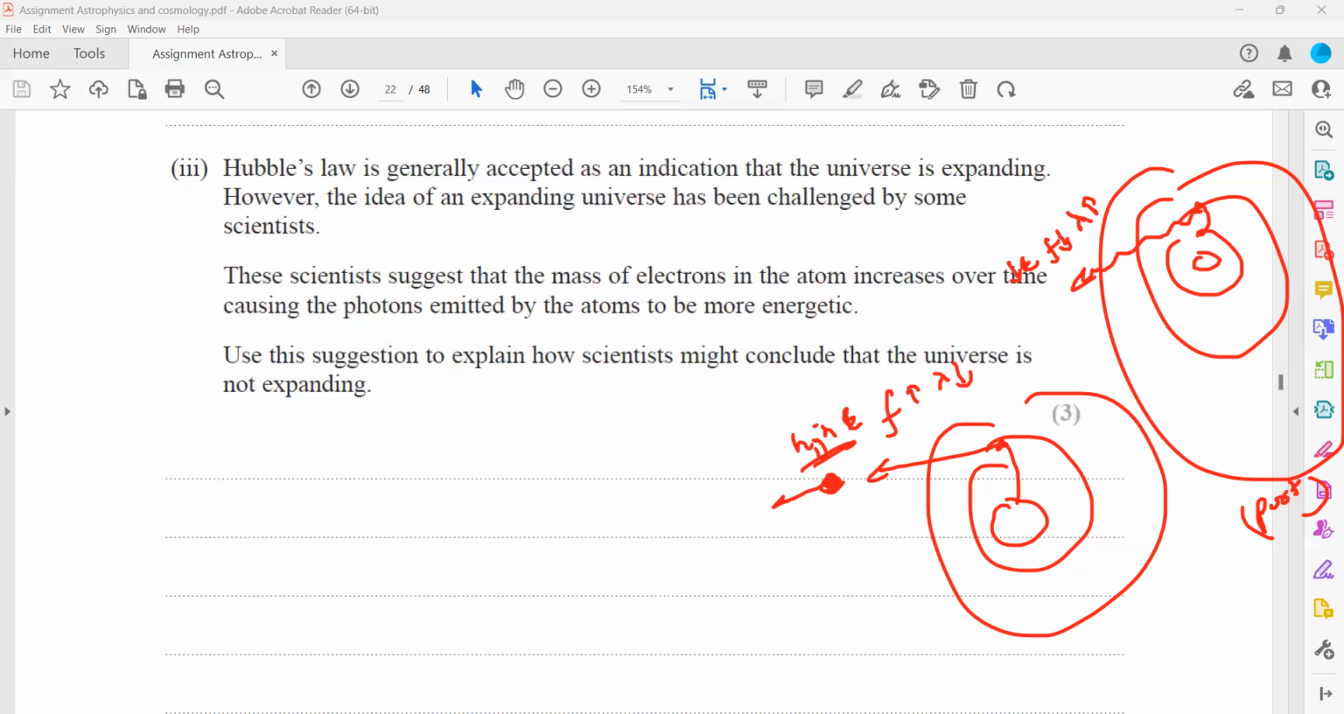Because we assume the photon emitted by the electron now and in the past were the same. But now it is found that some electrons are increasing in mass, so they emit a high energy photon or a shorter wavelength. So what might happen according to the current situation is that the photons coming from those galaxies might be emitted by lighter electrons, so they emit longer wavelengths. Instead of the galaxy moving away from us, the longer wavelength might be due to the lighter electron rather than the movement of the galaxy.